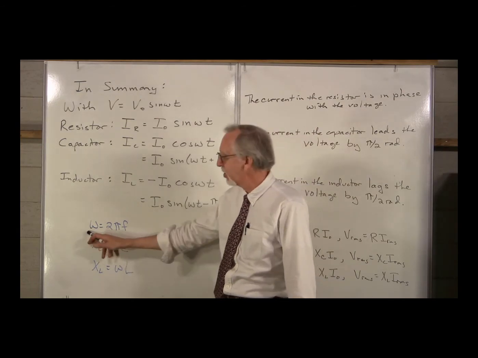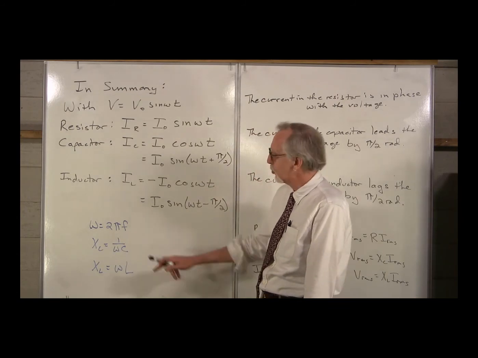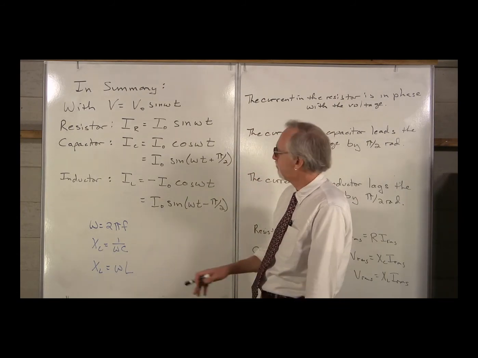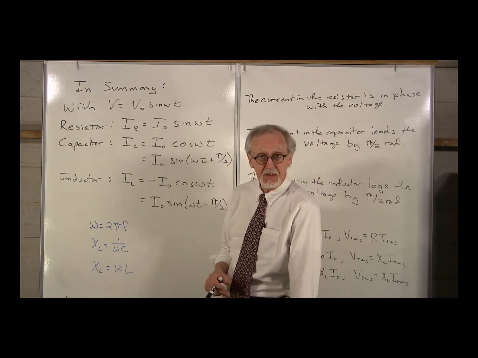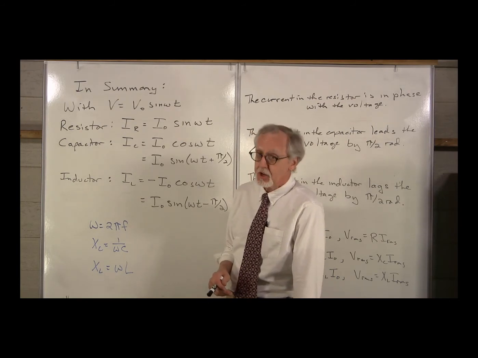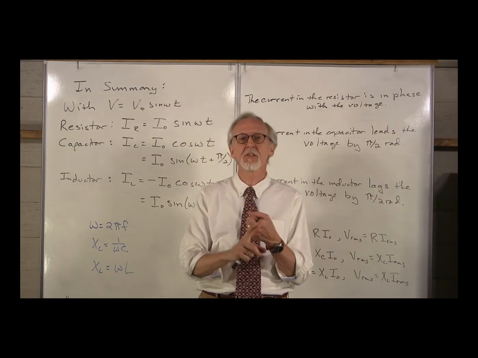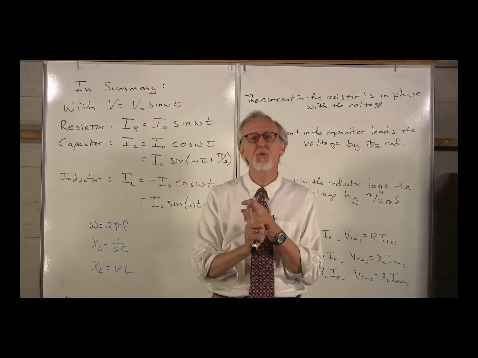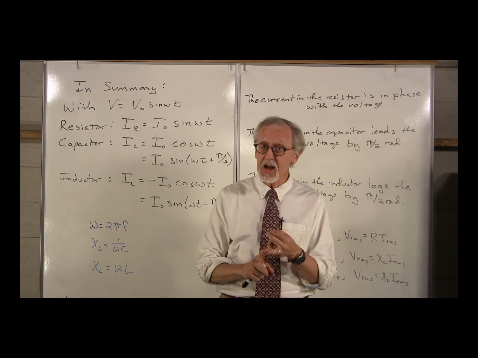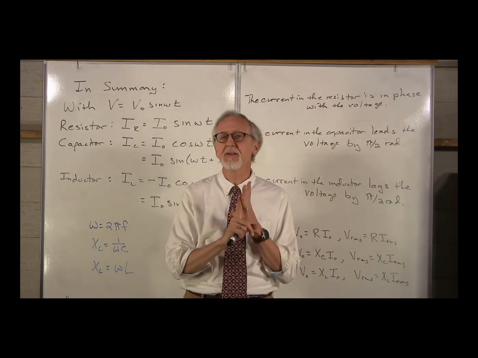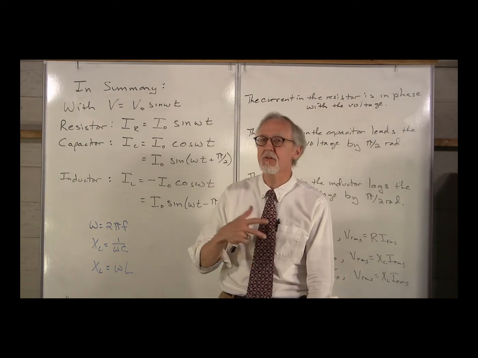2 pi f, the angular frequency is 2 pi times the ordinary frequency. XC, the capacitive reactance, is 1 over omega c, where c is the capacitance. And XL, the inductive reactance, is omega L, where L is the inductance. Very, very good. Remember, today we looked at a resistor by itself with the power supply, a capacitor by itself with the power supply, and an inductor by itself with the power supply. Next time, we're going to put all three together in series with the power supply, and we will see how they interact with each other.